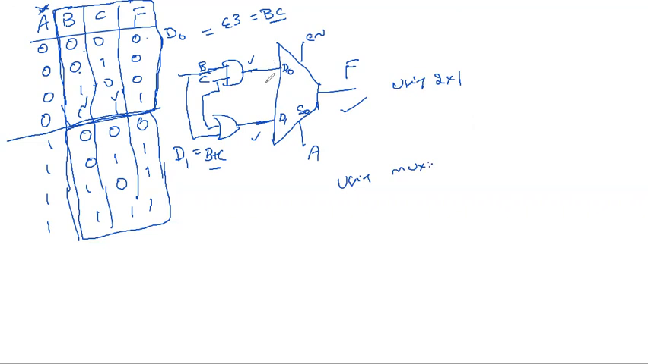Okay, according to the inputs or according to the mux number, you have to split it. 8 by 1 means 8 splits, 4 by 1 means 4 splits, 2 by 1 means 2 splits, 16 by 1 means 16 splits. Here it is 3 variables, so we do not need to implement using 16 by 1. Okay, this is the way to implement Boolean expressions using muxes.